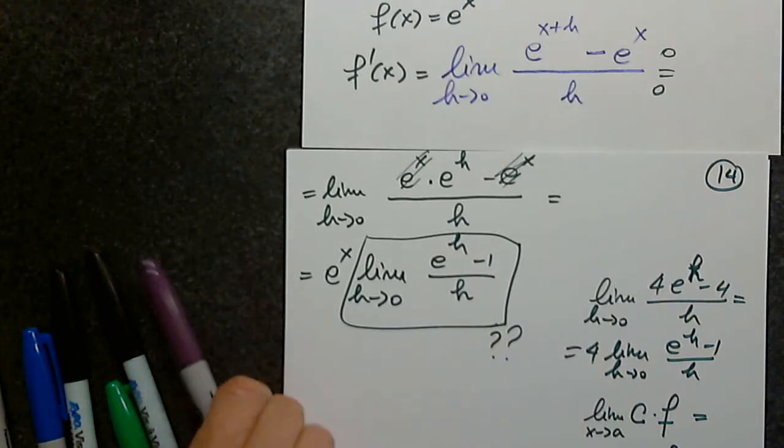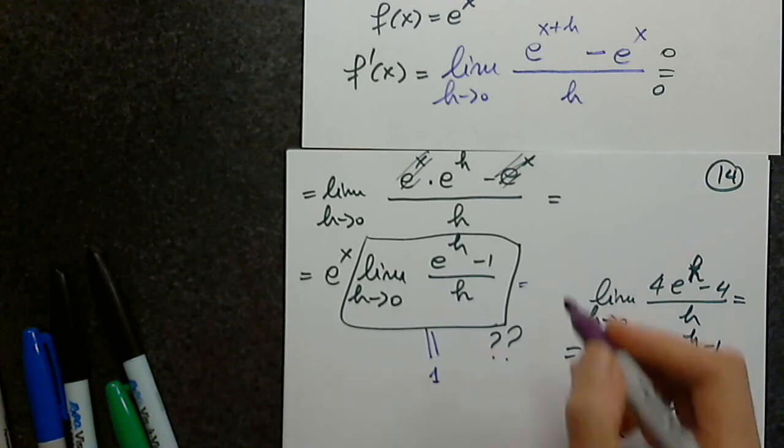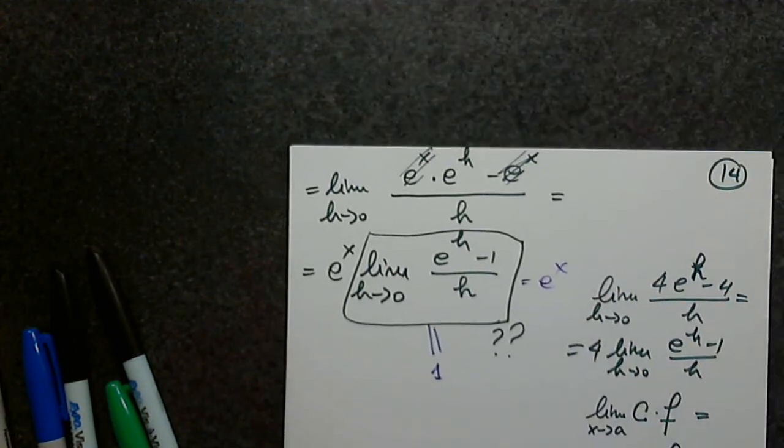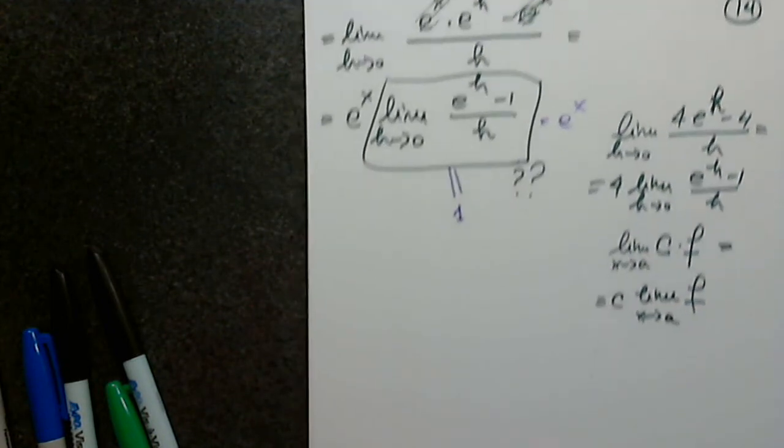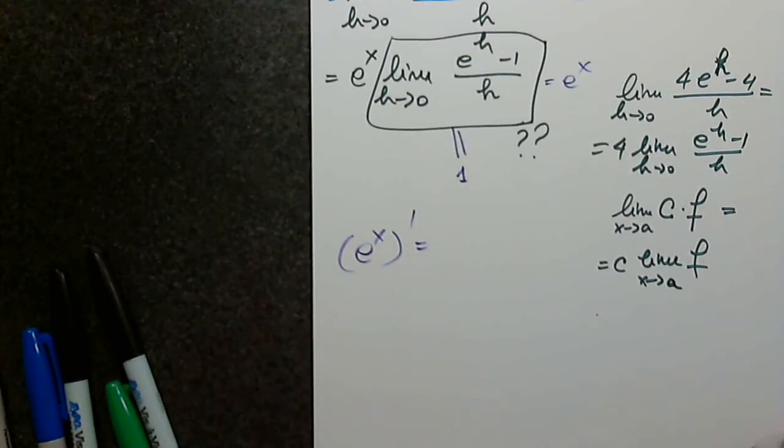1. Good. So if this is 1, what is the derivative of e to the x? You're not going to see this again. This is the only function whose derivative is itself. It's the only function whose derivative is itself.